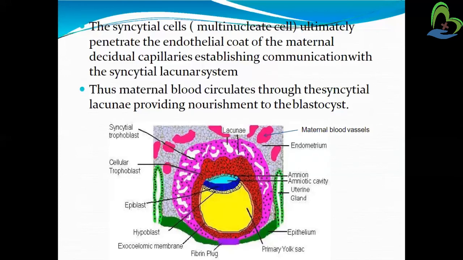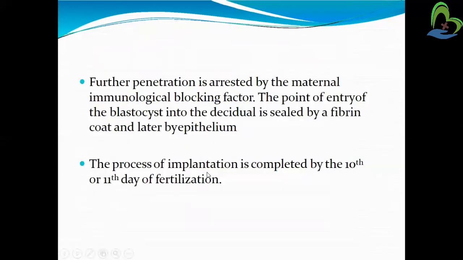Which provides the nourishment to the blastocyst? That is the mother's blood, meaning maternal blood circulating around the syncytial cells, which nourishes the blastocyst. In this figure also the blood flow appears. See, this is the maternal blood vessel which provides nourishment to the blastocyst and trophoblast.